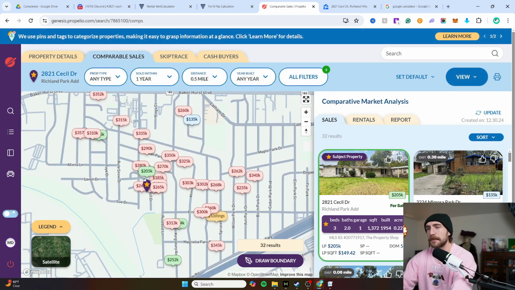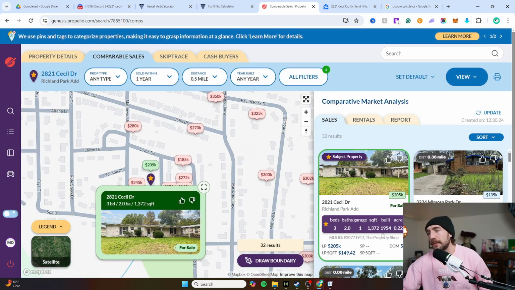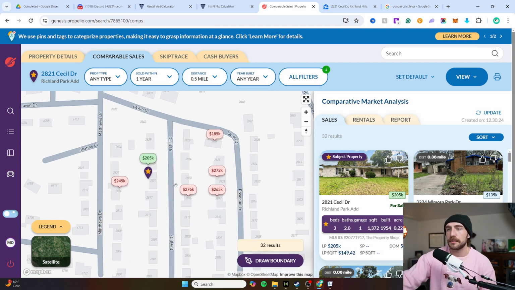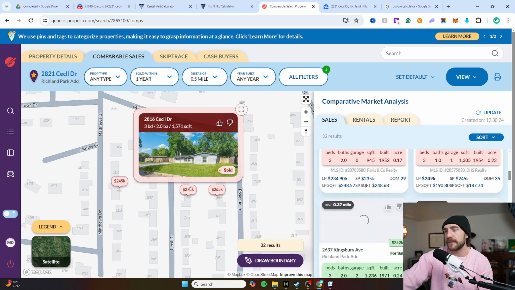So let's comp this property. It's a 3-bedroom, 2-bath, 1 garage, 1,300 square foot, 1954 build house on 0.2 acres. Was that a mouthful? Yes, because you have to remember that when we comp, we want to look for a similar house. So let's just flip around and try to find a similar house.